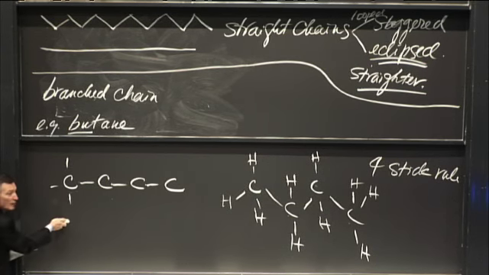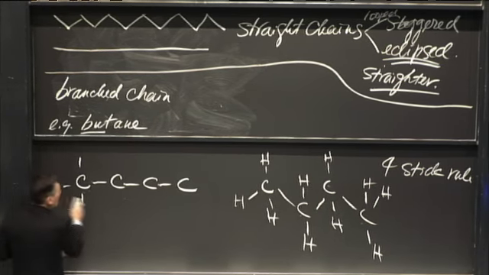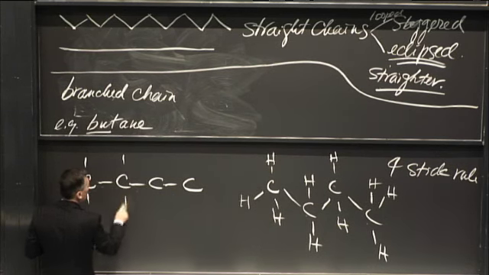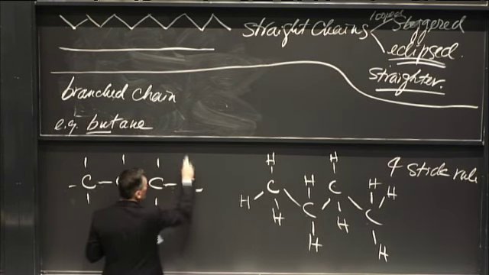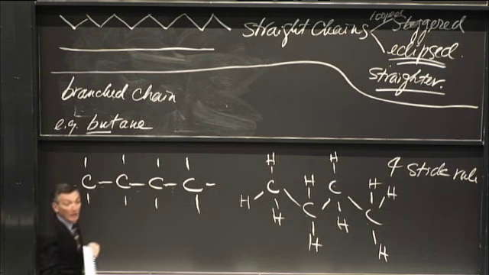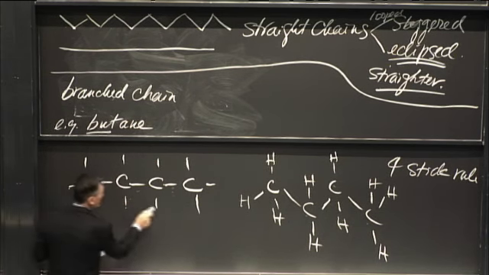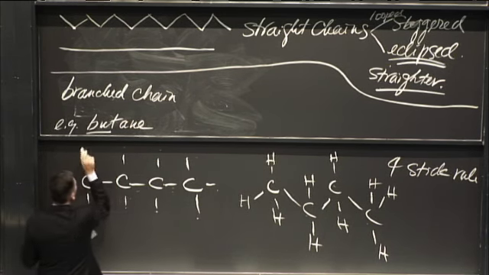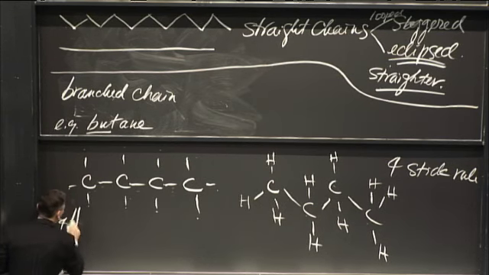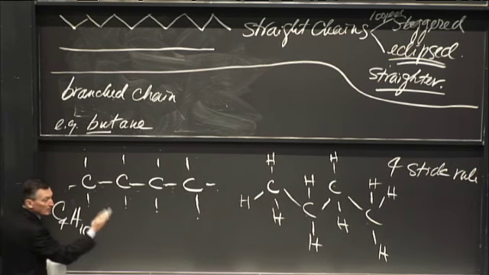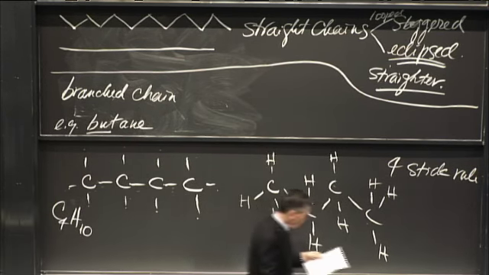I'm not even going to put the H's on the end. A stick coming off a carbon means there's a hydrogen there. All right? So how about this one? 1, 2, 3, 4. And now let's count the hydrogens. 1, 2, 3, 4, 5, 6, 7, 8, 9, 10. C4H10, butane.